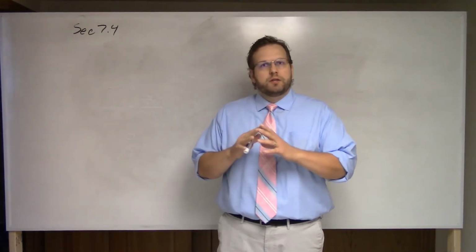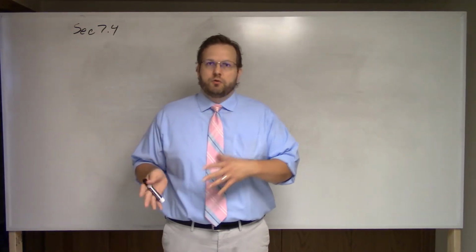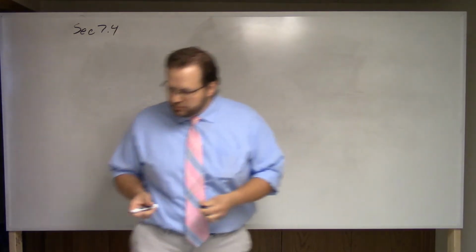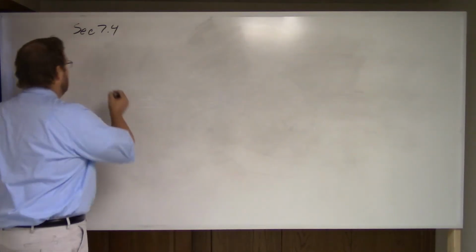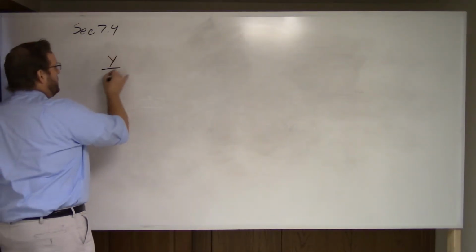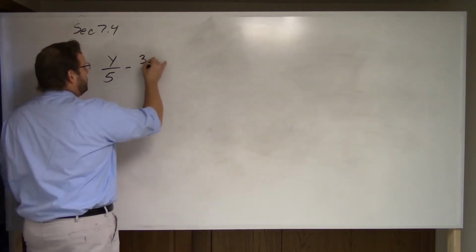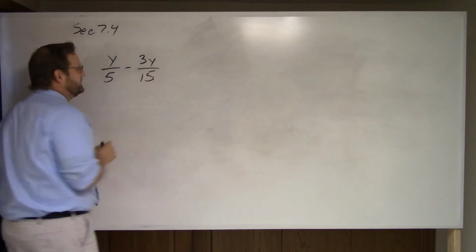Okay, so there's not much background information that we need to go through. We've already gone through that. We're just going to jump right into some examples. So let's see how this plays out. We are going to add y over 5. Actually, we're going to subtract in this case. And then 3y over 15.